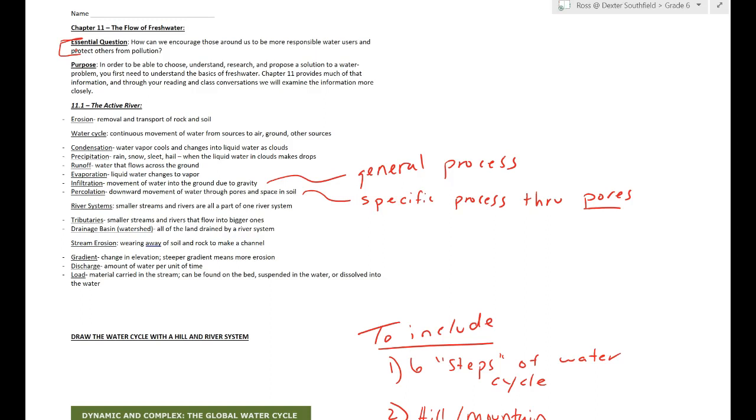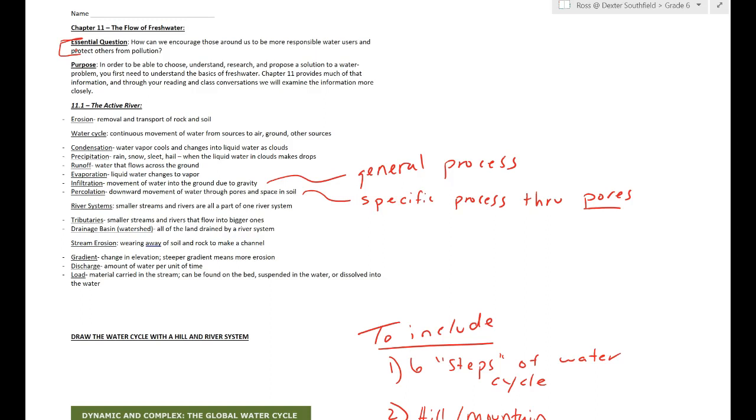So as we think about water resources, both in terms of the water cycle, in terms of the ocean or rivers, streams, lakes, ponds, aquifers, etc., we want to think about how we can responsibly use those water resources, as well as how we can protect them from pollution. So in order to answer that question, we need to know a lot of information about how river systems, ponds, lakes, the water cycle, etc., how all those things work.